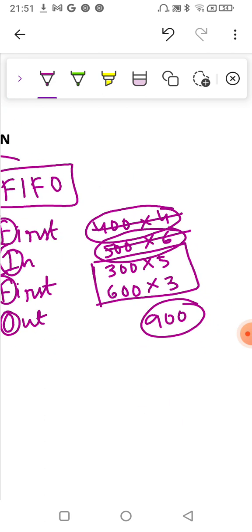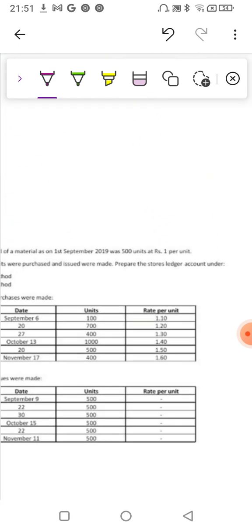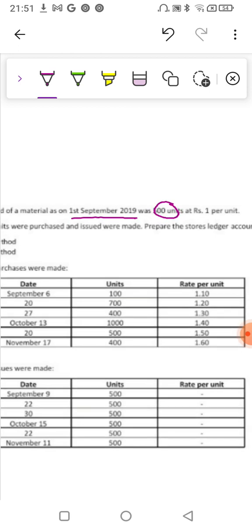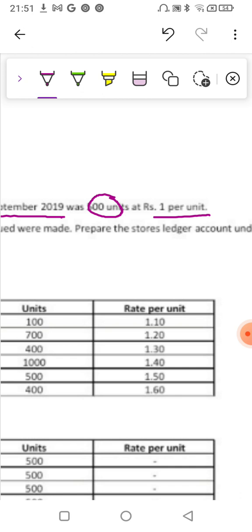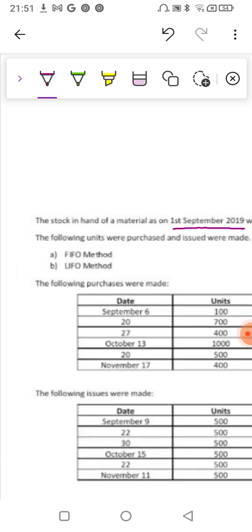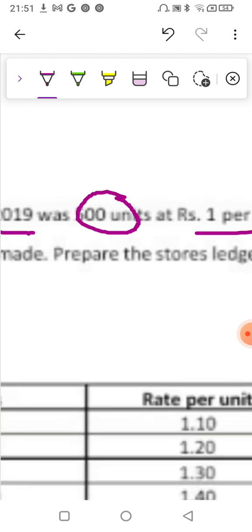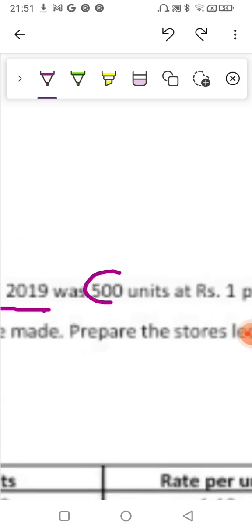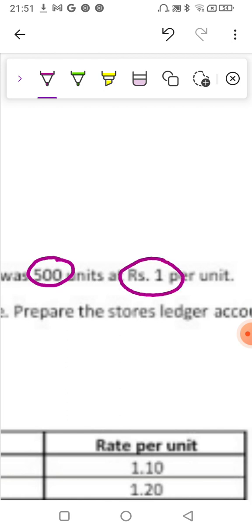Now we are going to move to a sum in which we deal with similar questions. The question says the stock in hand on 1st September 2019 was 500 units. This is my opening balance, and at that time my per unit cost was 1 rupee. The following purchases and issues were made. Prepare the stock ledger, first by the FIFO method and then by the LIFO method. First you can see the units I'm beginning with is 500, at 1 rupee per unit.